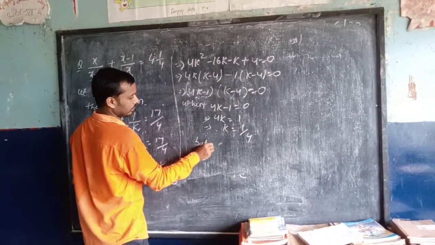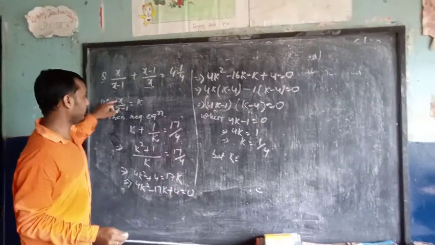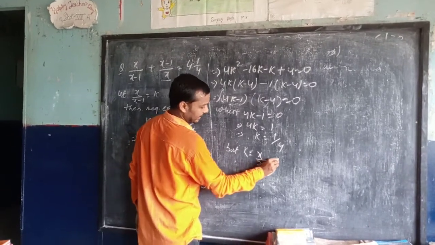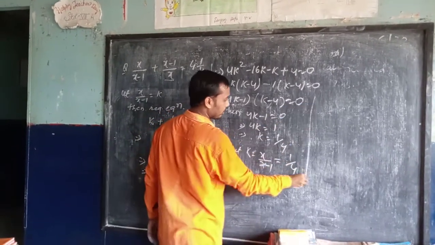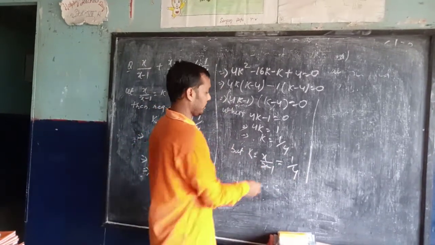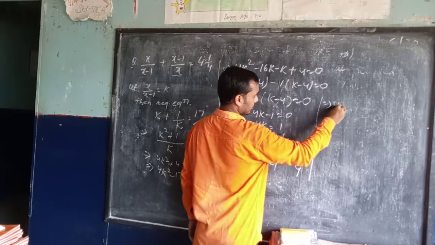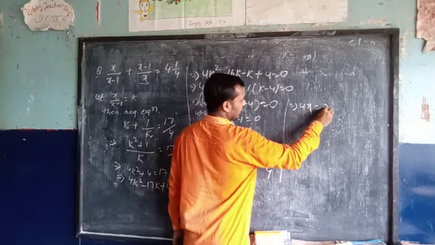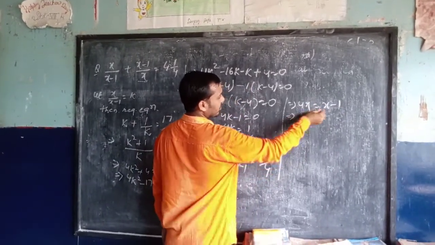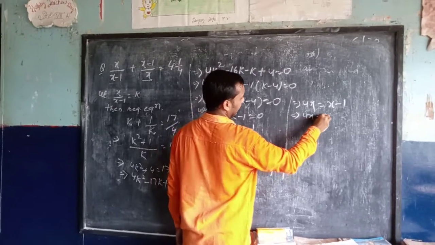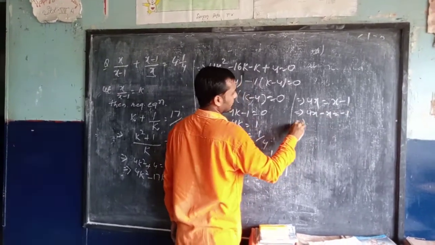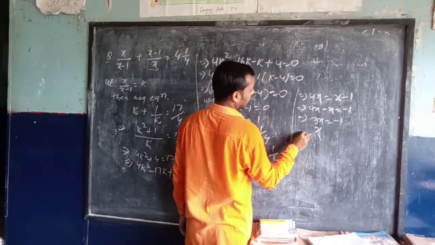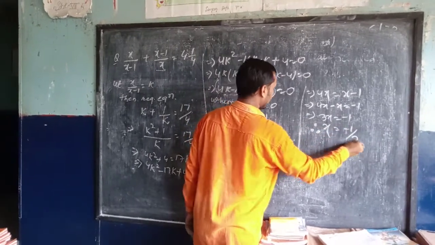But k equal to x by x minus 1, so x by x minus 1 can be written as 1 by 4. Then 4x, here 1 will multiply with x minus 1, you will have x minus 1 itself. 4x minus x equal to minus 1, 3x equal to minus 1, x equal to minus 1 by 3.